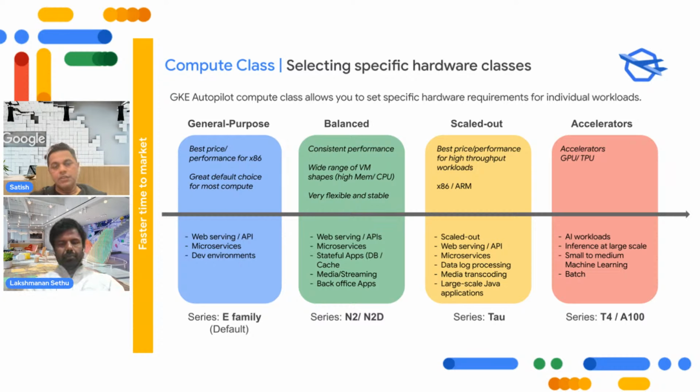So the point is that based on your workload, despite not having access to cluster infra or a node, you are still able to specify what kind of compute class you want, based on what kind of workload you want to run. You have flexibility, you have configuration, you have choices to make. There is a default behavior, general purpose, but you can always specify if your workload needs it.